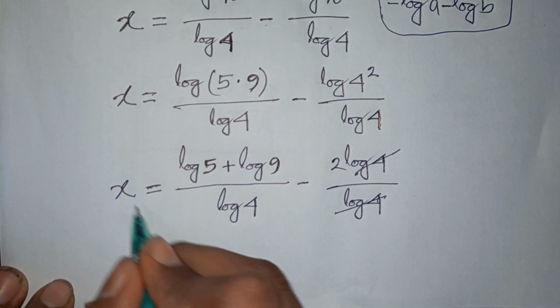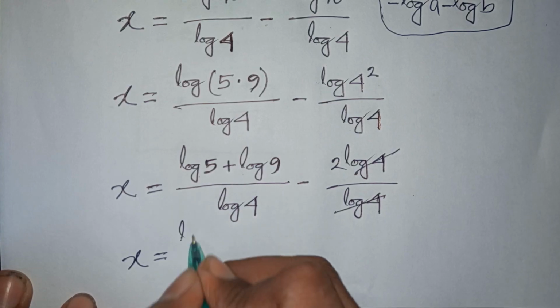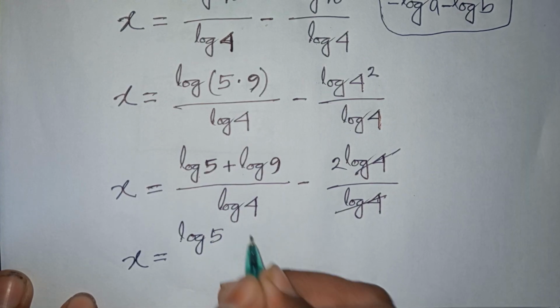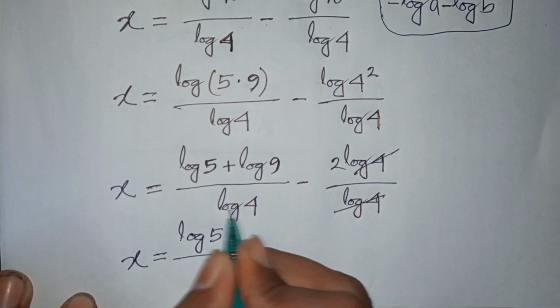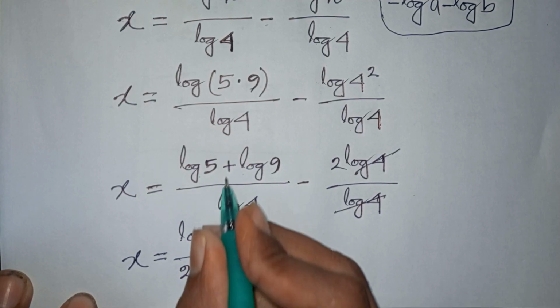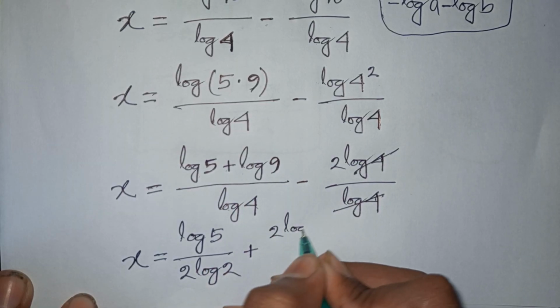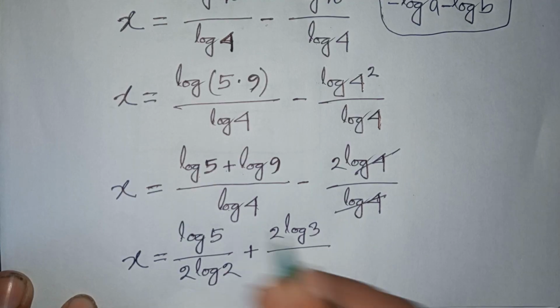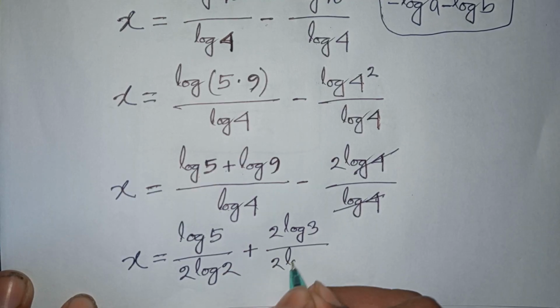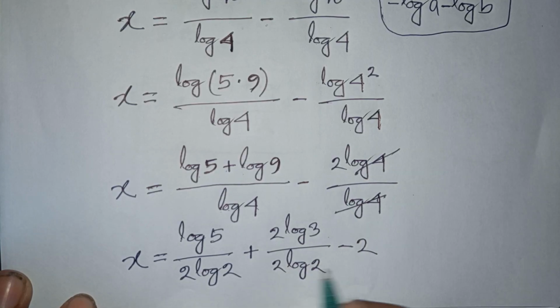So we have x is equal to log 5 over log 4, which is the same as 2 log 2, then plus log 9, which is the same as 2 log 3, over log 4, which is the same as 2 log 2, minus 2. Now this 2 will be cancelled.